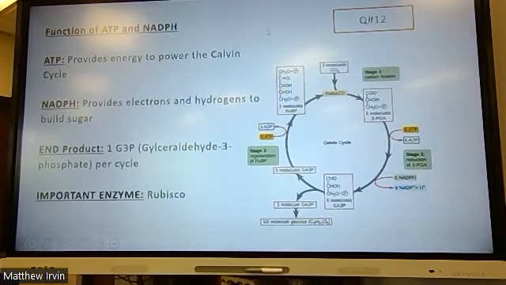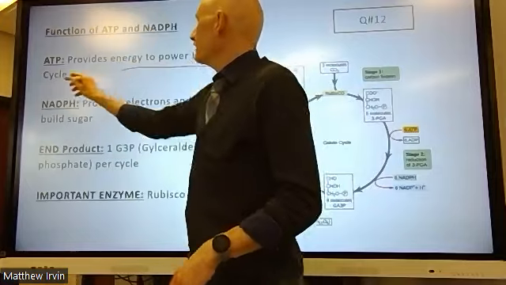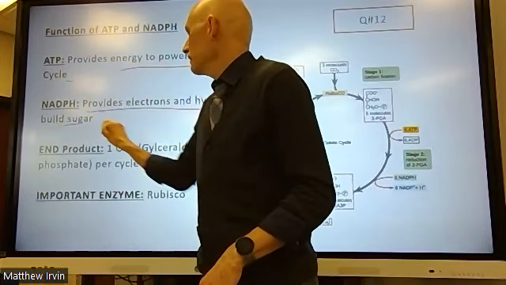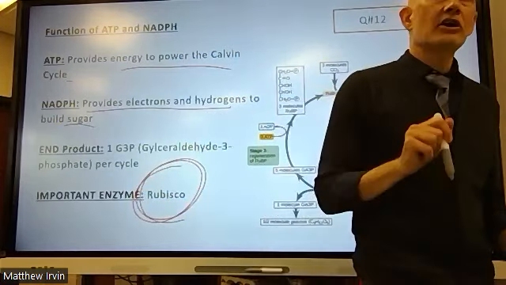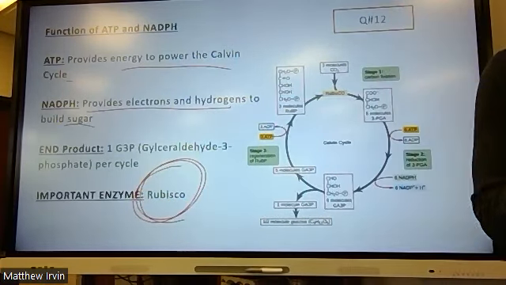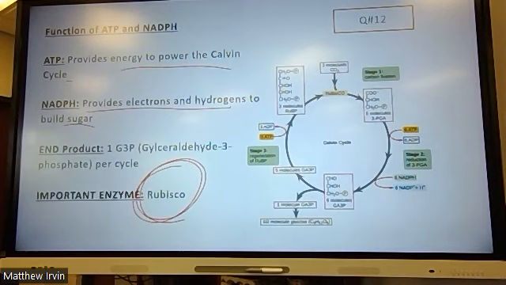And so then your end product of all of that is going to be half of a glucose. So I said, ATP provides the energy to power the Calvin cycle. This provides the electrons. And the important enzyme is Rubisco. That is the carbon fixing enzyme. What do we mean by carbon fixing? It's carbon dioxide and sugar. Exactly. So carbon dioxide is a gas. It turns it into the solid of a sugar.